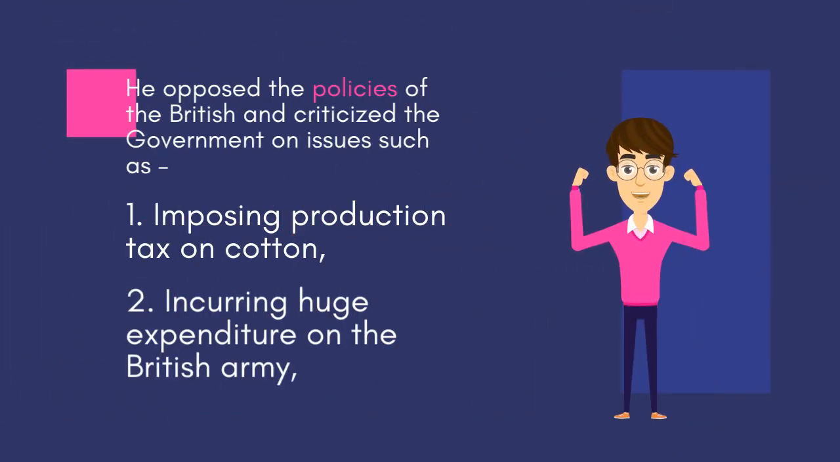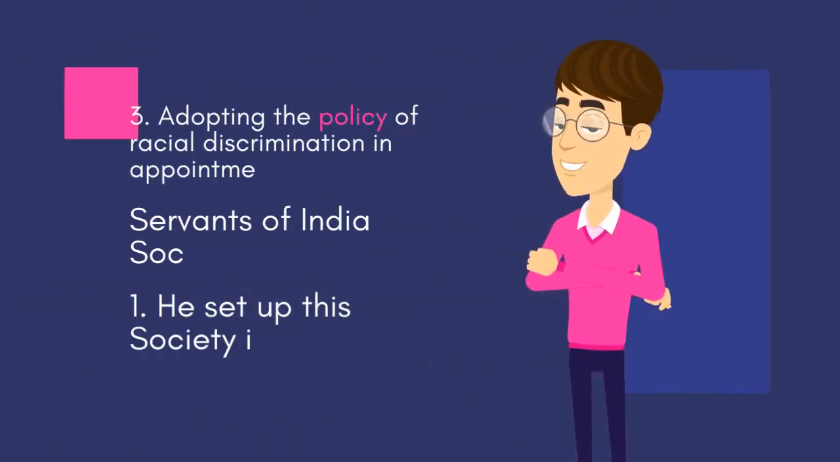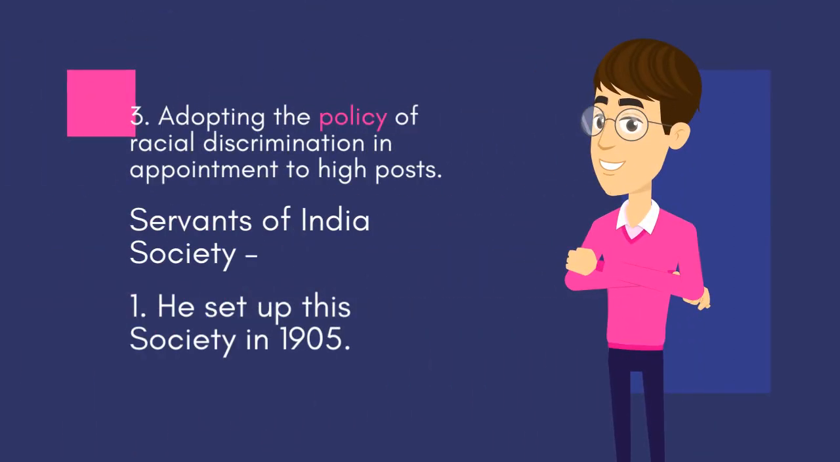He opposed the policies of the British and criticised the government on issues such as: 1. Imposing production tax on cotton. 2. Incurring huge expenditure on the British Army. 3. Adopting the policy of racial discrimination in appointment to high posts.